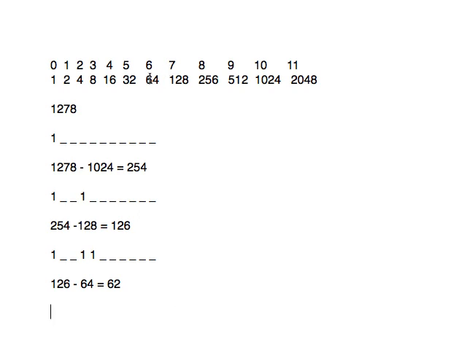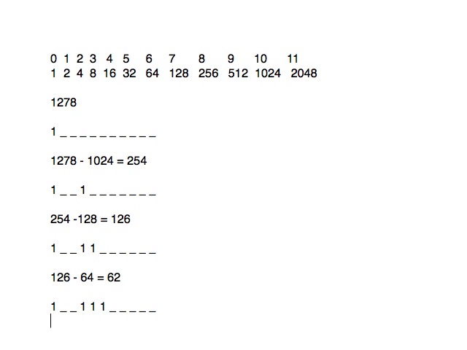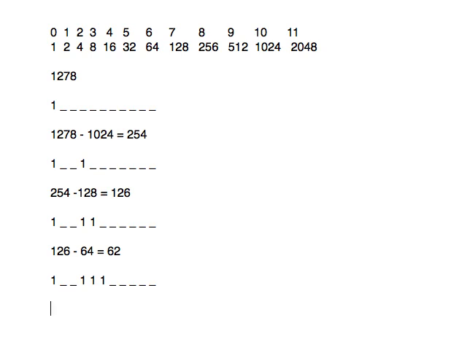Let's see, 62, 64 is too big, so we're going to need a 2 to the 5. Okay. So 0, 1, 2, 3, 4, and 5. Okay, we're just kind of going down the chain here. 2 to the 5 is 32, so I'm going to need more screen here. There we go. So 62 minus 32 equals 30.